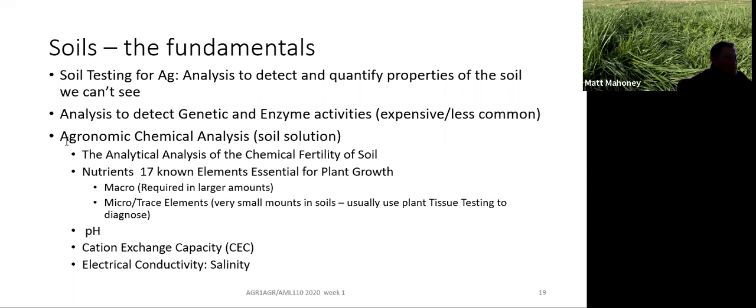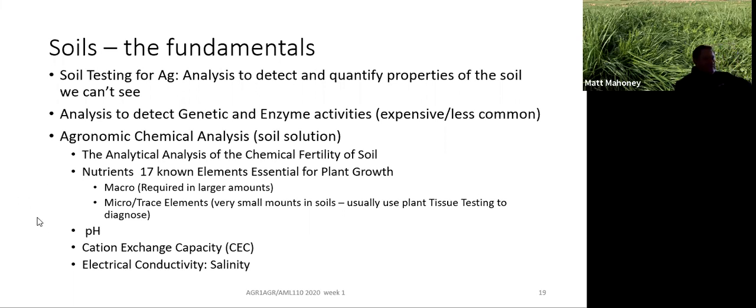But agronomic chemical analysis, so what we're doing is we're testing the soil solution, or the ability of the soil to actually donate nutrients into that soil solution. Once in the soil solution, they're then available for plant uptake.